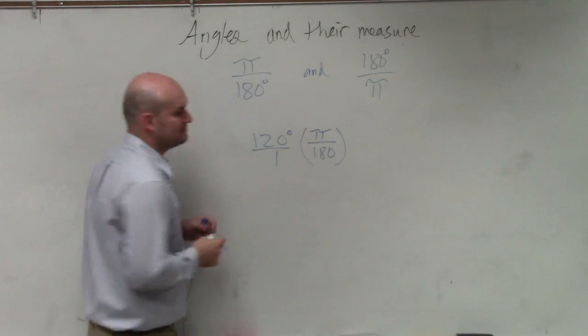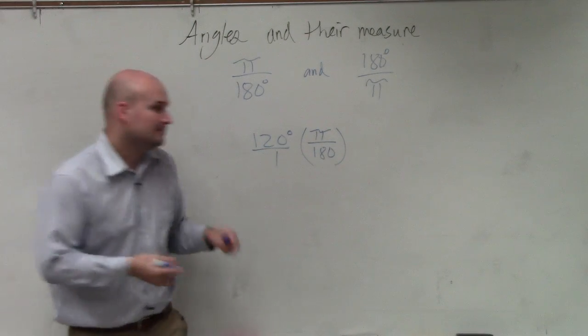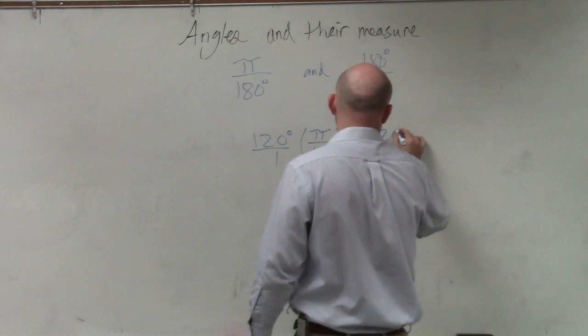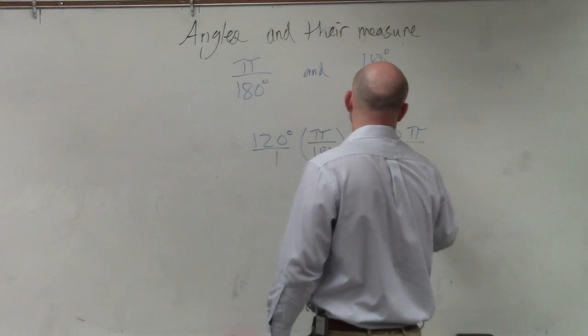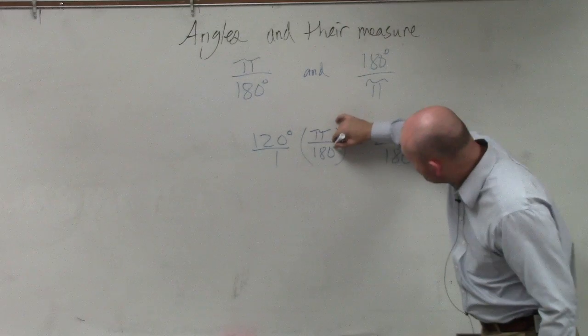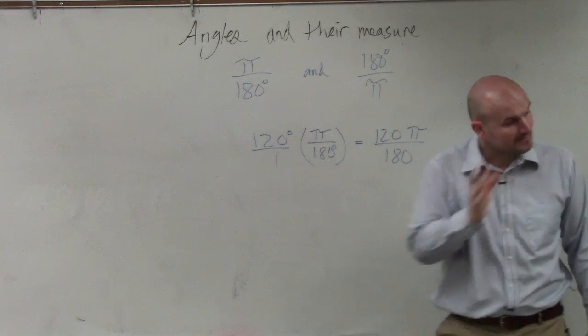So put that over 1. So now this multiplies to 120 pi over 180. Then you're going to have to simplify.